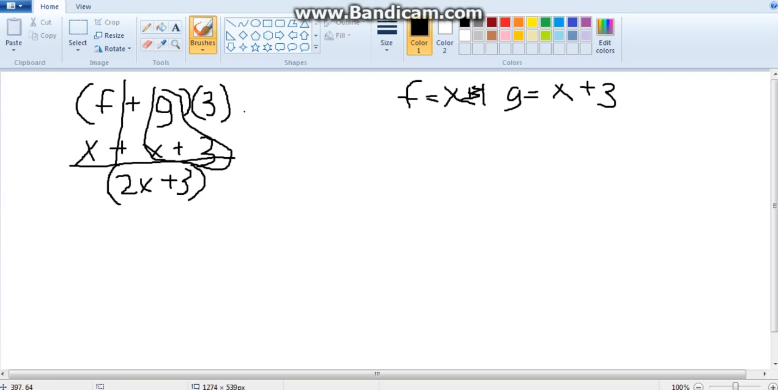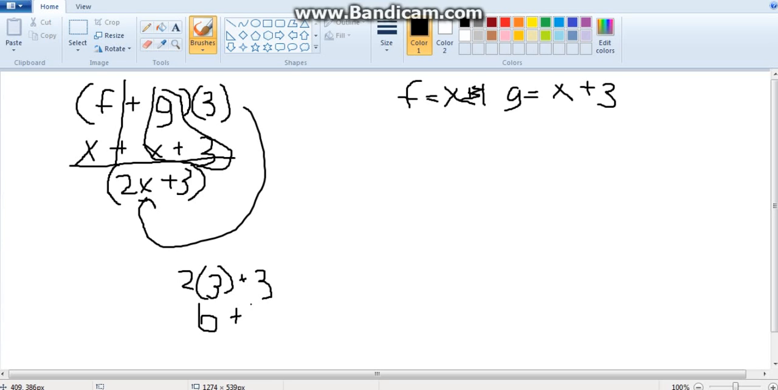So we got this 3 out here, which we're going to plug in for that x. So 2 times 3 plus 3. And what does that equal, Will? 6. 2 times 3 is 6. Plus 3, 9. Good job.